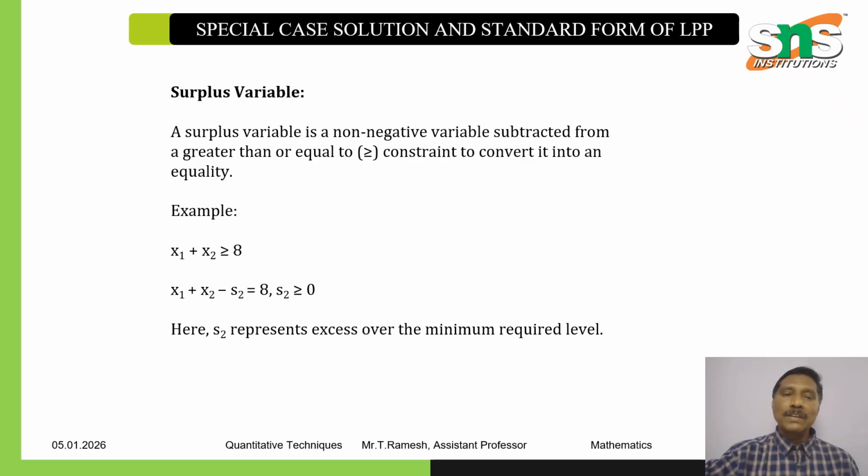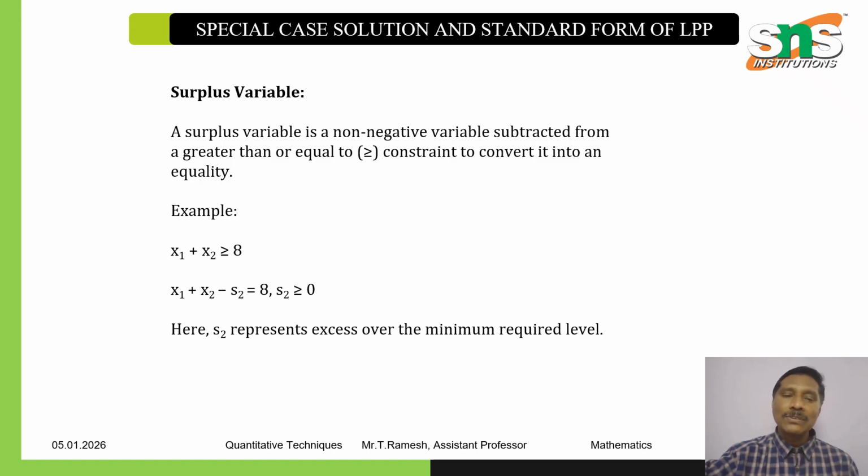Similarly, what is a surplus variable? A surplus variable is a non-negative variable subtracted from the greater than or equal to constraints to convert it into an equation. For example, x1 plus x2 greater than or equal to 8. So here the left side is greater. Therefore, we subtract some variable here.